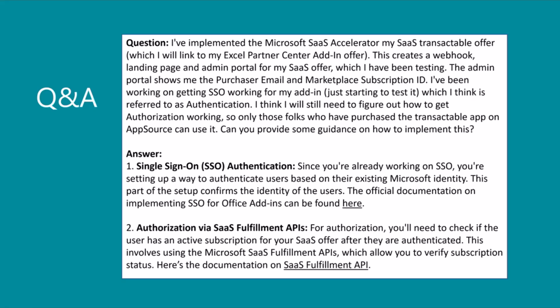And the answer to this question is that there are 2 points. One is for the single sign-on authentication, and you can refer to this official documentation on implementing SSO for an Office add-in with this link. The second point is about authorization via SaaS fulfillment APIs. You can check the second link for the Microsoft SaaS Fulfillment APIs, which allow you to verify subscription status.